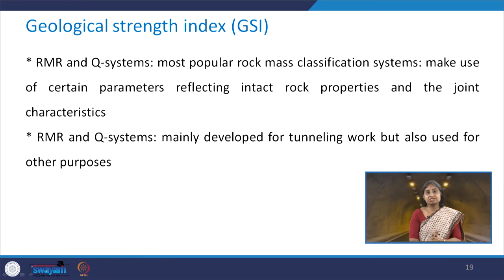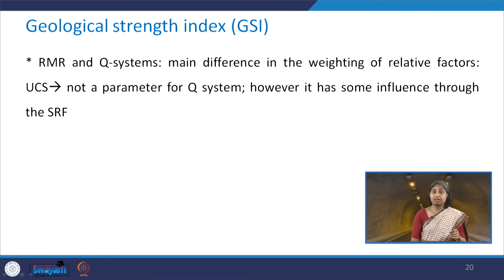These RMR and Q systems are the most popular rock mass classification systems. They make use of certain parameters which reflect the intact rock properties as well as the joint characteristics. Basically, these two systems were mainly developed for tunneling work. The ratings of various parameters were assigned from case studies and experience based on tunnels, but then these are used for other purposes also. That is one of the major disadvantages of using the RMR and Q systems for other projects, such as foundation design or slope related issues.